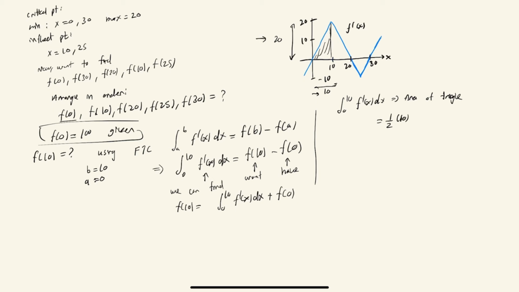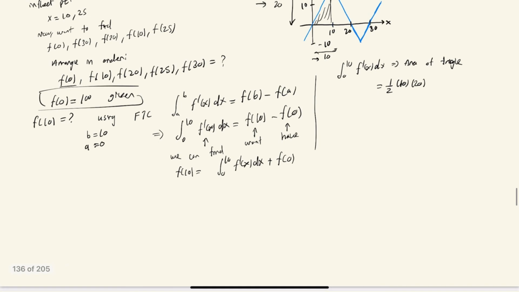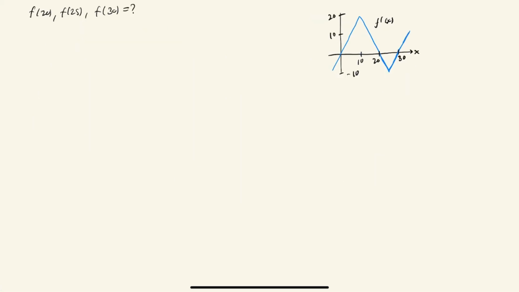Now I'm going to move to the left. I'm going to plug in the definite integral: half, multiplied by 10, multiplied by 20, and then f of 0 is 100. That will result in 200. Therefore, f of 10 is going to be equal to 200. Now, we want to find f of 20, f of 25, and f of 30.